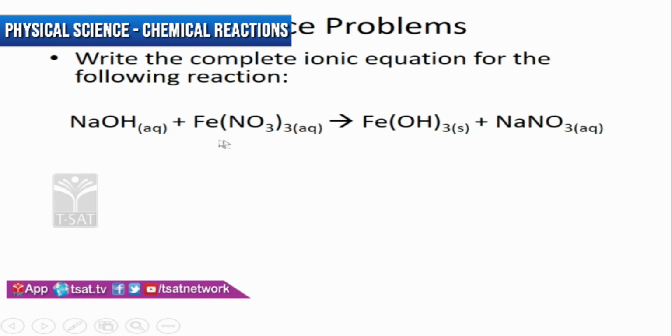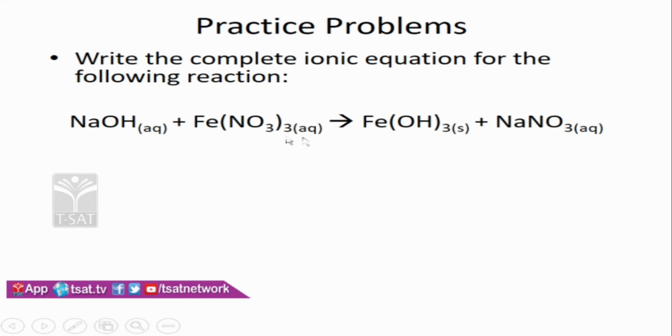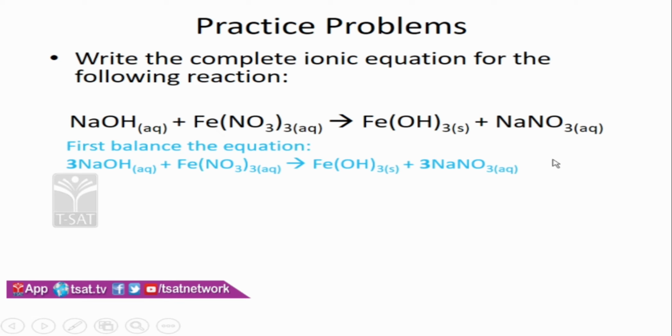This is another variety of equation. Sodium hydroxide reacts with iron nitrate solution. It is aqueous, which means it is a solution. Iron nitrate salt is dissolved in water. We have to understand it in such a way. Iron hydroxide and sodium nitrate.